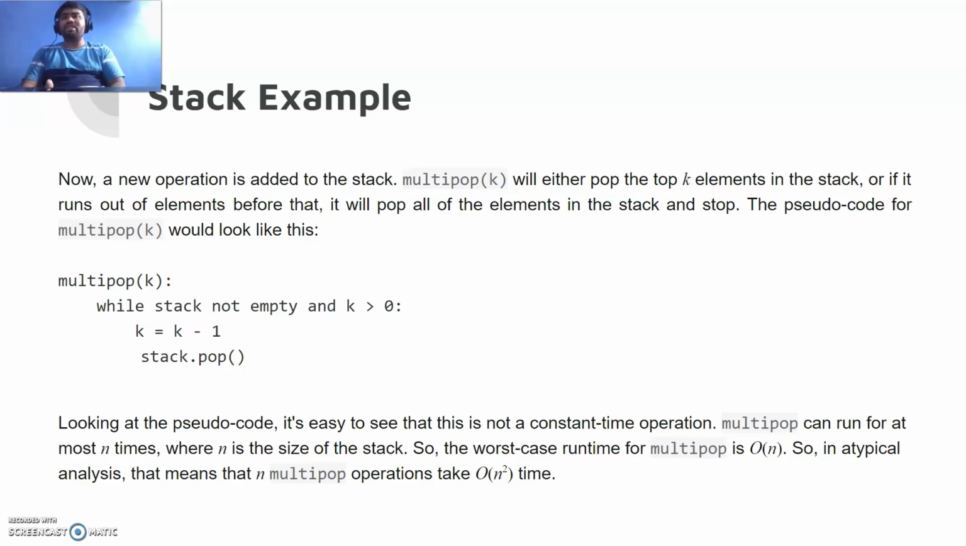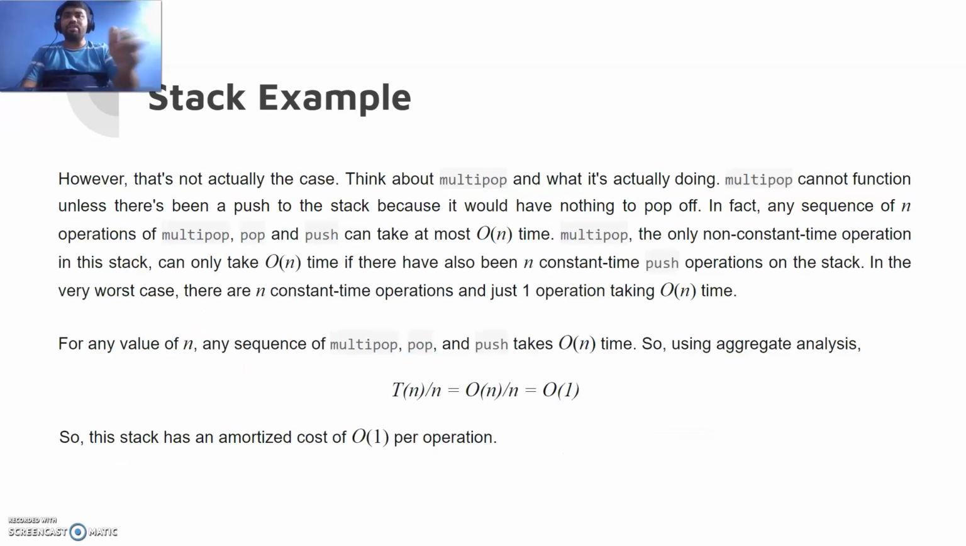Now, this is the worst case runtime for one multipop operation. Suppose you are thinking about n multipop operations. Obviously in this case the complexity might lead to n into big O of n, which is big O of n squared, right? However, that is not actually the case. You clearly know that it's not big O of n squared, so you need to figure out how. For that, we need to actually see how multipop works.